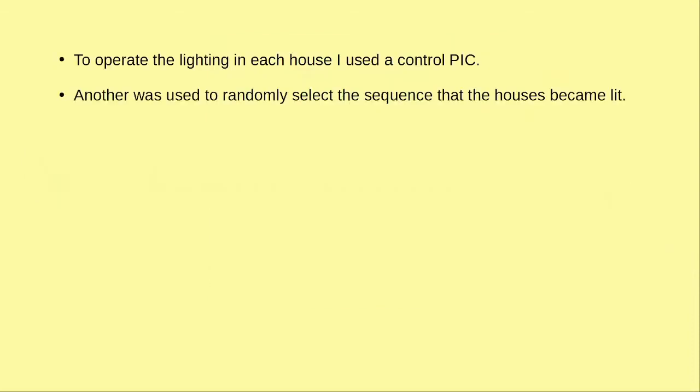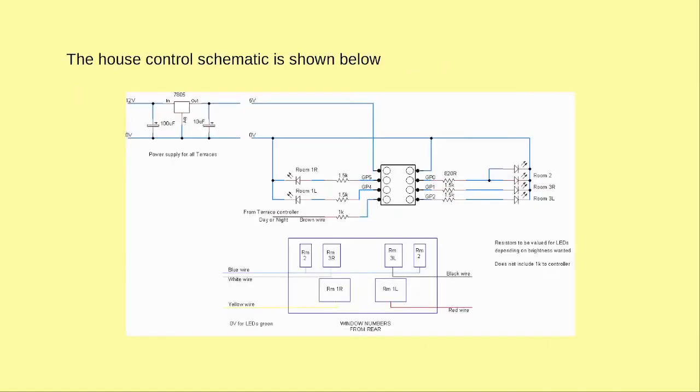To operate the lighting in each house, I used the control PIC. Another one was used to randomly select the sequence that the houses would become lit. I didn't want them all just to come on in the same sequence each time, and the delay between each one starting was also selected randomly. The house control schematic is shown below.